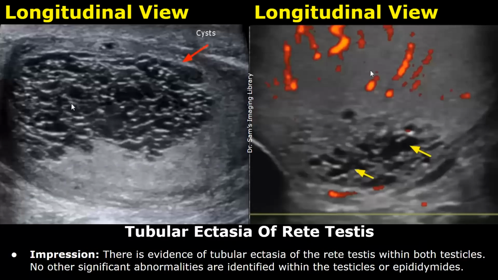In the impression, you can write, there is evidence of tubular ectasia of Rete testis within both testicles. No other significant abnormalities are identified within the testicles or epididymides.